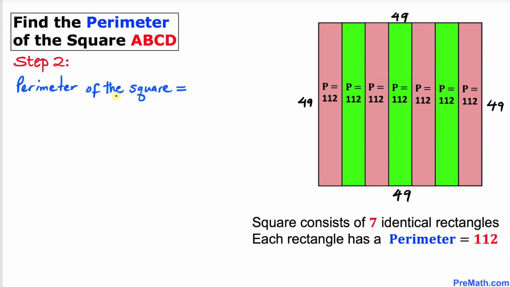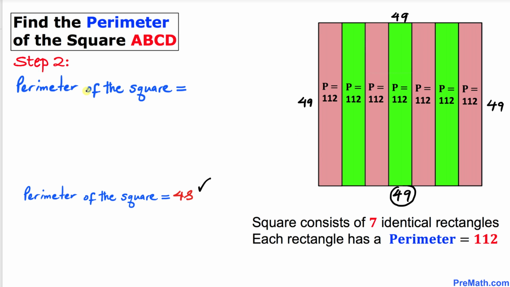And here's our final step. Let's go ahead and calculate the perimeter of this square now. And here's the formula for the perimeter of a square: 4 times s, where s represents the side length. In our case, the side length is 49 units.